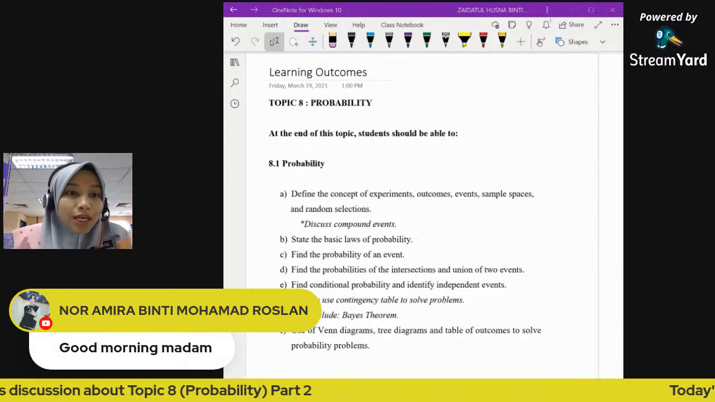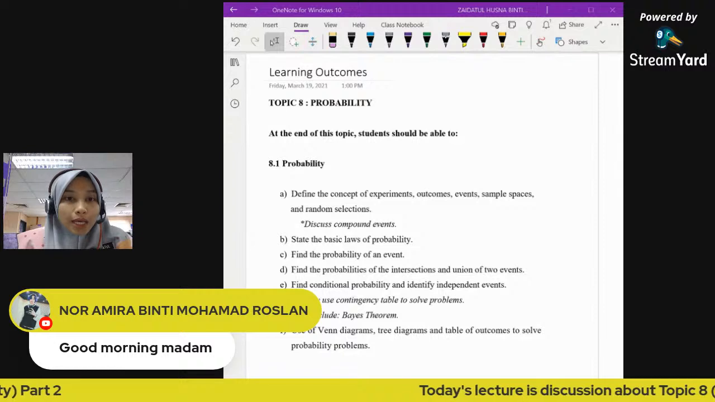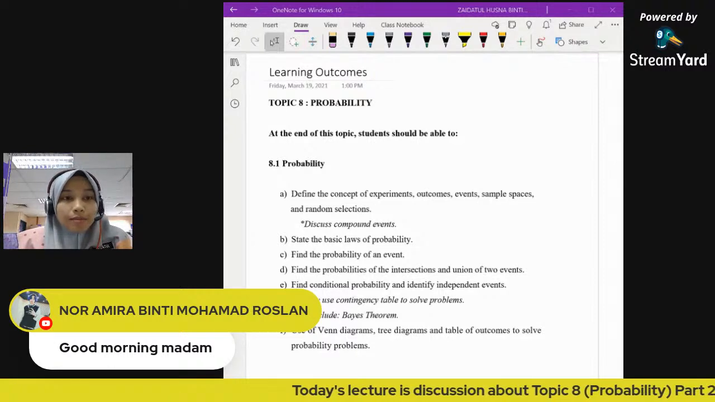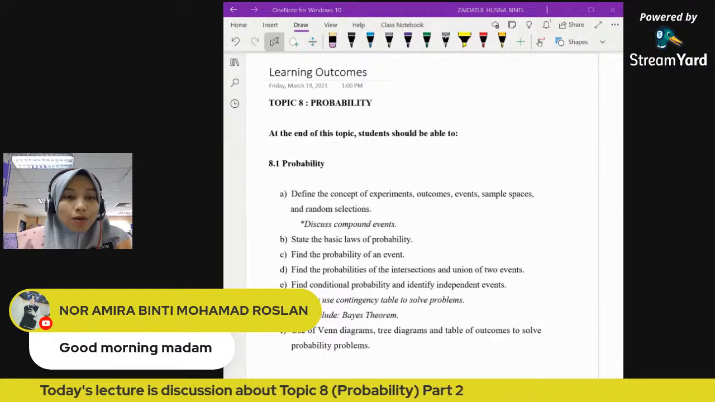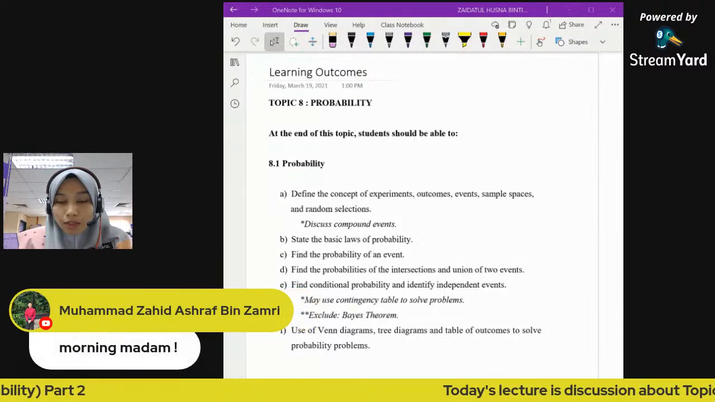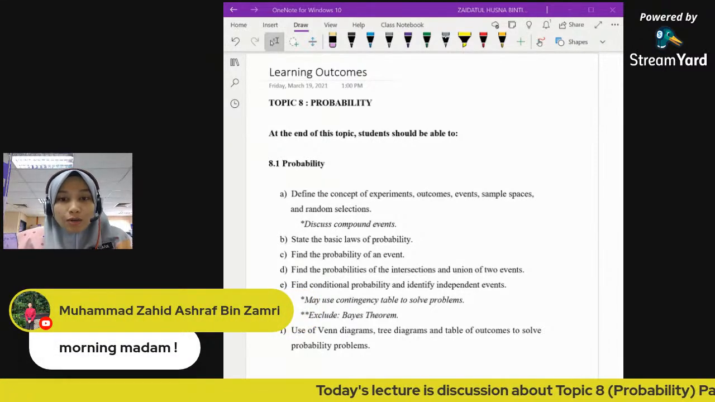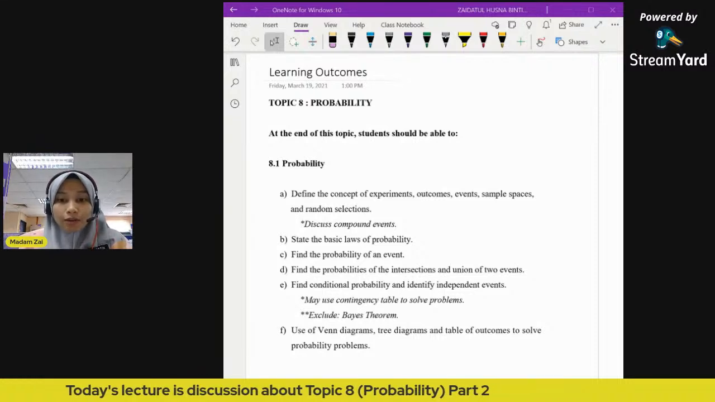So today we are going to continue discussing topic 8. Our objective today is to finish all the learning outcomes that we didn't manage to accomplish last Tuesday or yesterday or last Wednesday. So let's see the list of learning outcomes.